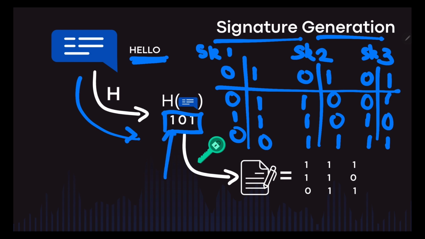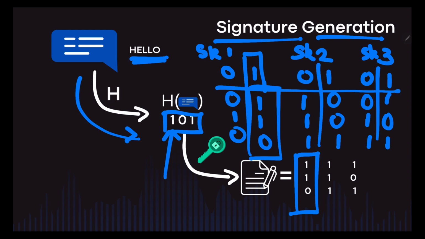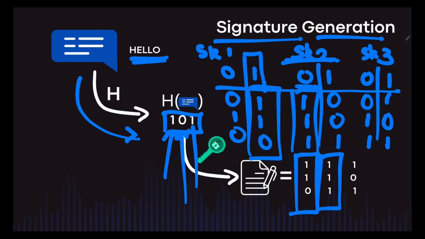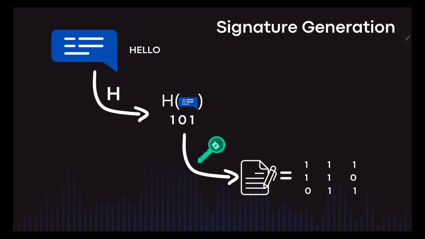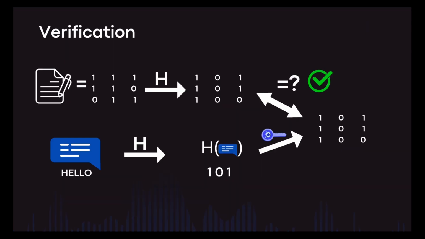Taking this 1 as the first bit, 110 will come into picture, which is here. Taking the second bit as 0, 111 will come into picture, so this is the answer. And for the third bit, which is 1, 101 will come into picture, and so this is the answer. By this we have generated the signature for our message "hello".